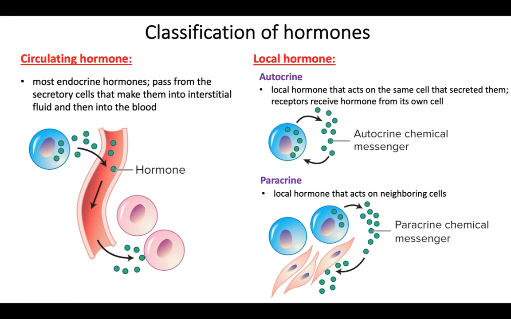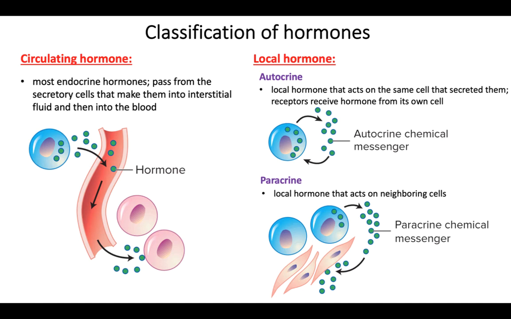So like if you cut yourself, you don't want histamine to circulate, because then you'll get inflammation throughout the entire body. You only want the inflammation to occur in that tissue that was damaged. So histamine acts as a paracrine hormone.